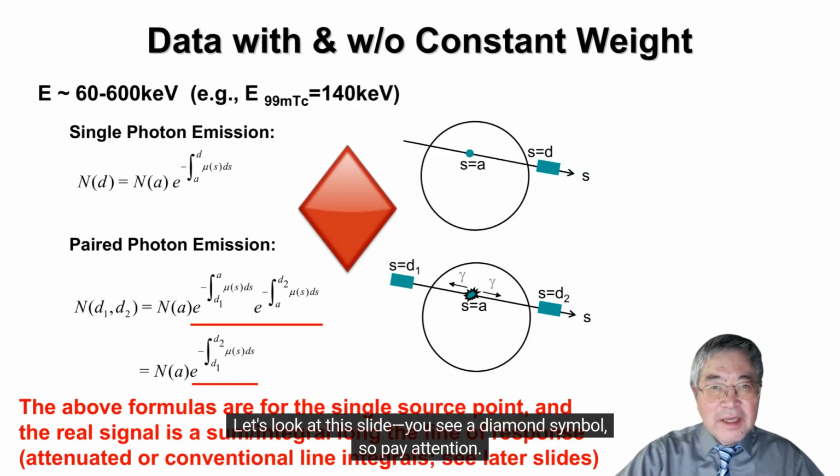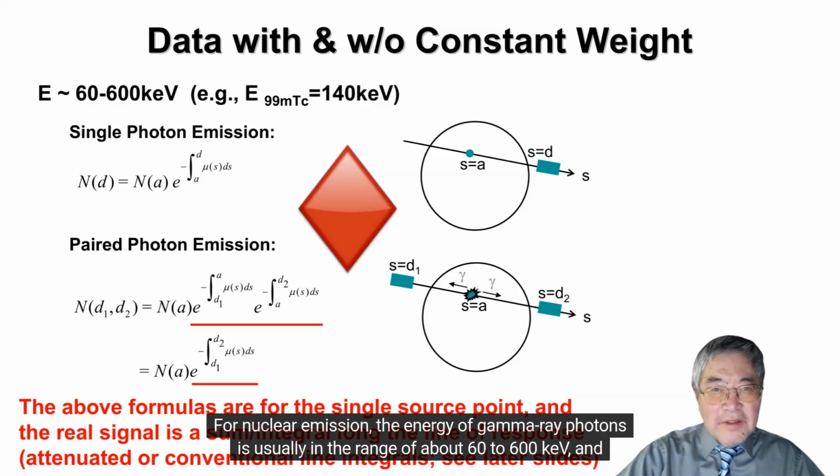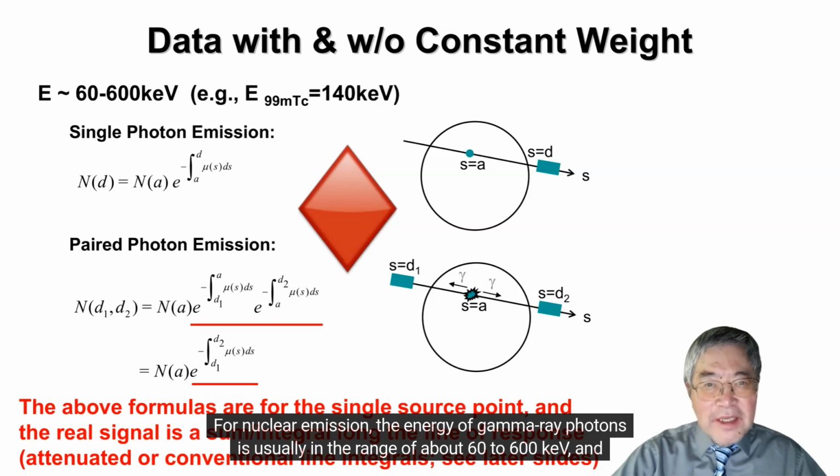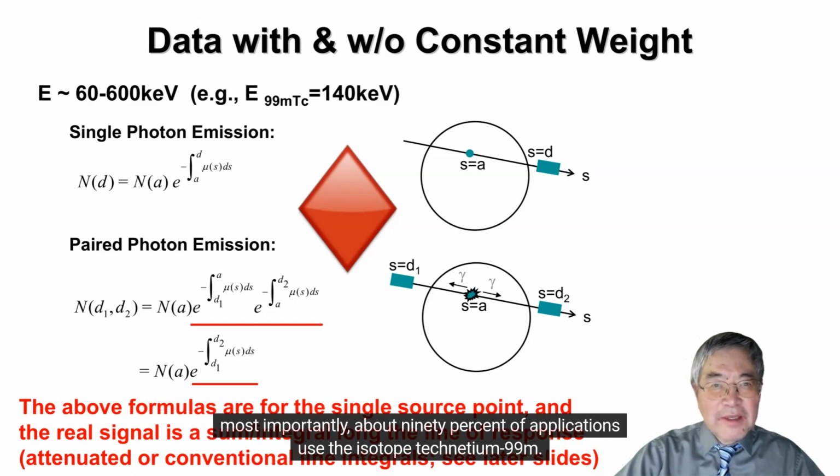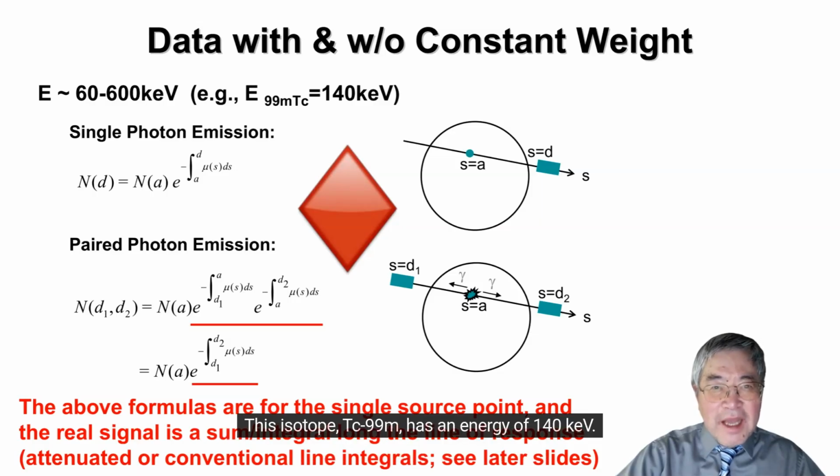Let's look at this slide. You see a diamond symbol, so pay attention. For nuclear emission, the energy of gamma-ray photons is usually in the range of about 60 to 600 keV, and most importantly, about 90% of applications use the isotope technetium-99m. This isotope, Tc-99m, has an energy of 140 keV.